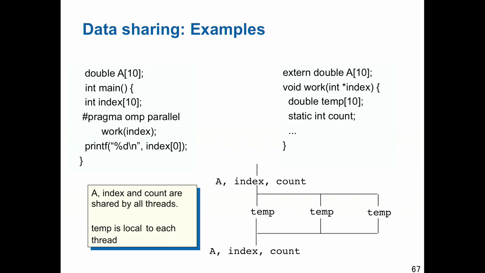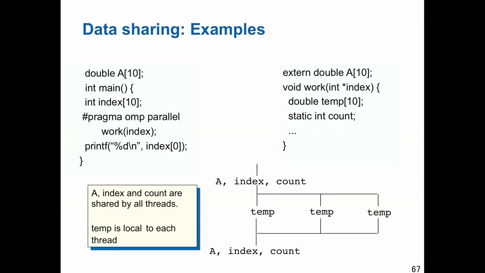I want to make sure that you really understand the default rules. And this is an official head nod slide when we get to the end of it. So look at it carefully. I have a piece of code. I declare an array called A. Then I have my main. Then I have an index of size 10. Now I have a pragma omp parallel region, and the structured block has a single statement. That single statement calls a function called work.